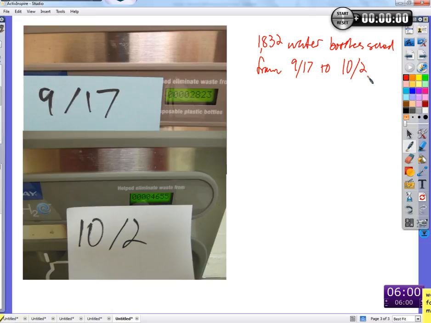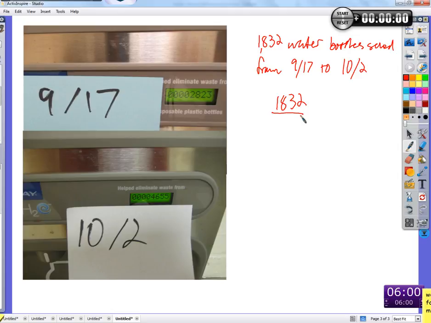How many water bottles a day? That's excellent. How did we figure that out? Okay, 1,832 divided by what? How many days? Okay, how many days is that? 15? From 17 until the 30th. We count those days up to 30, so just 30 minus 17.